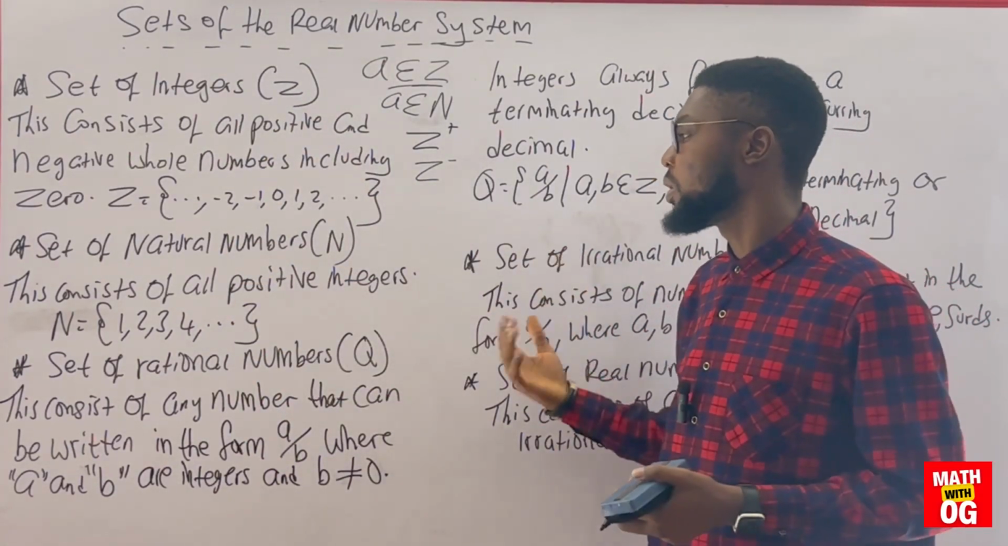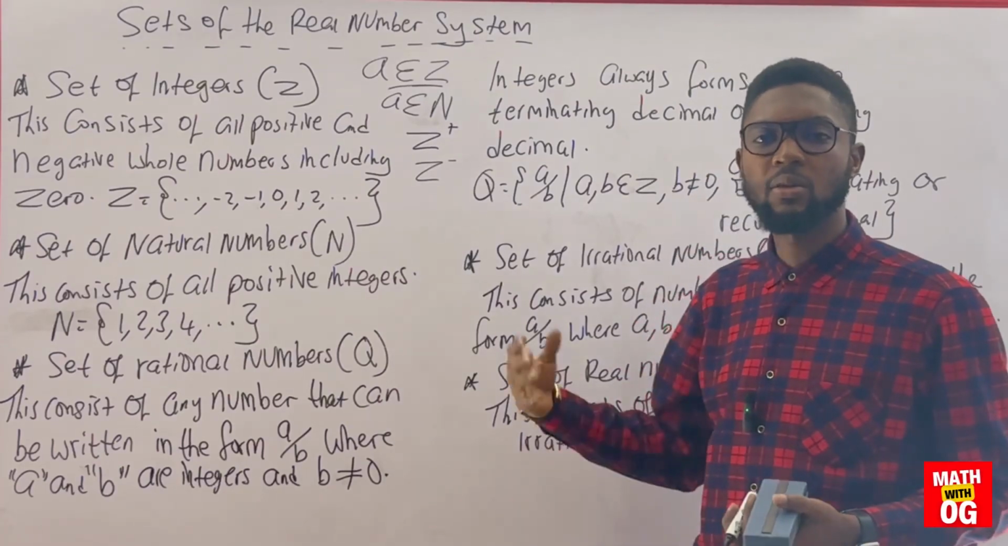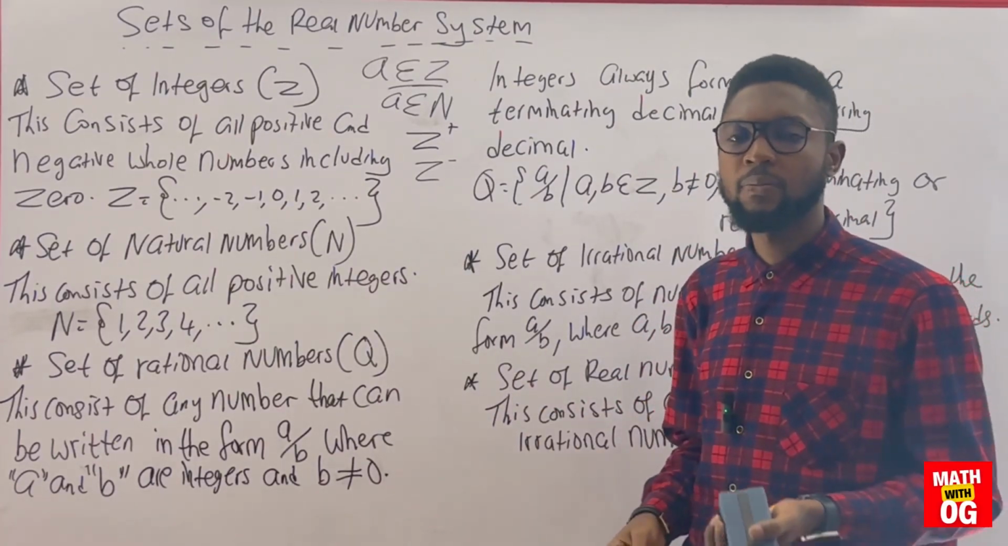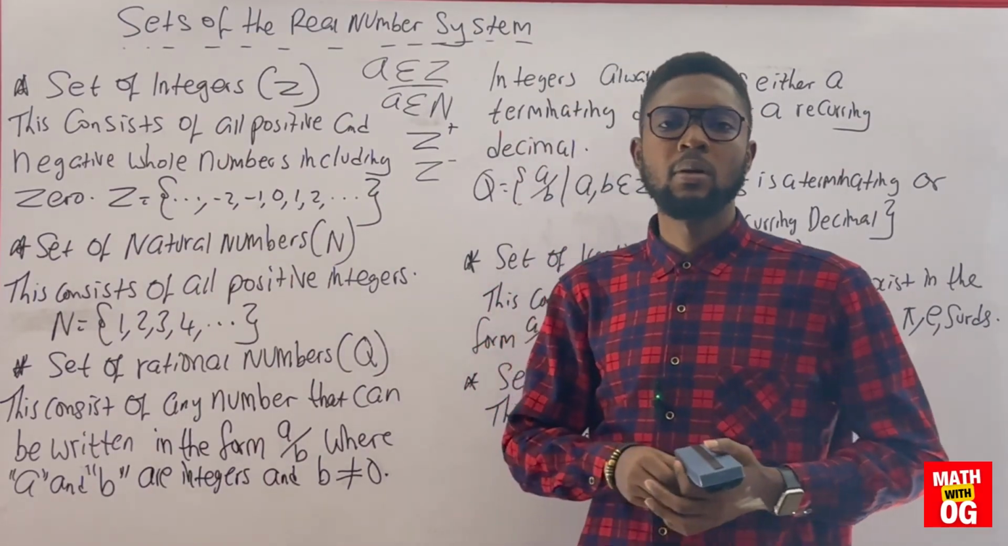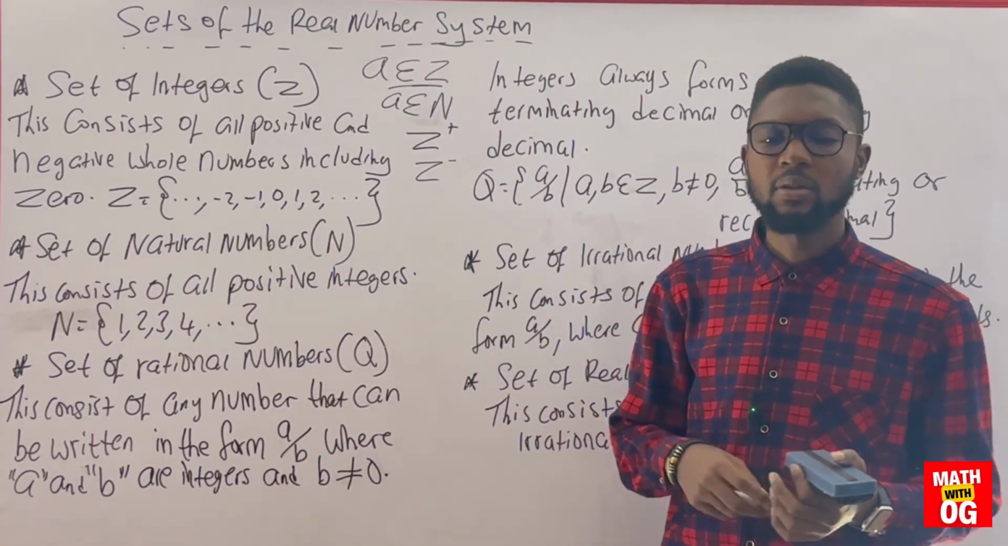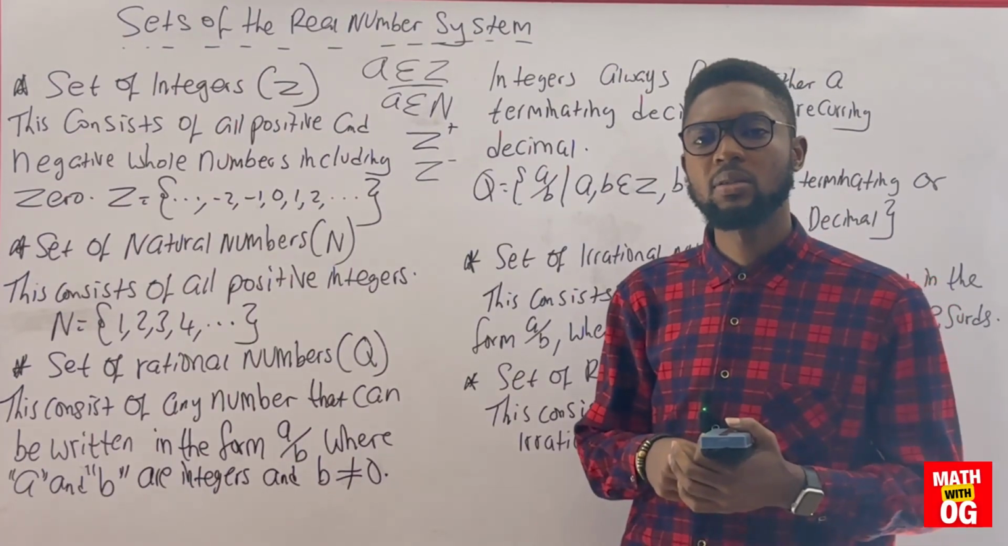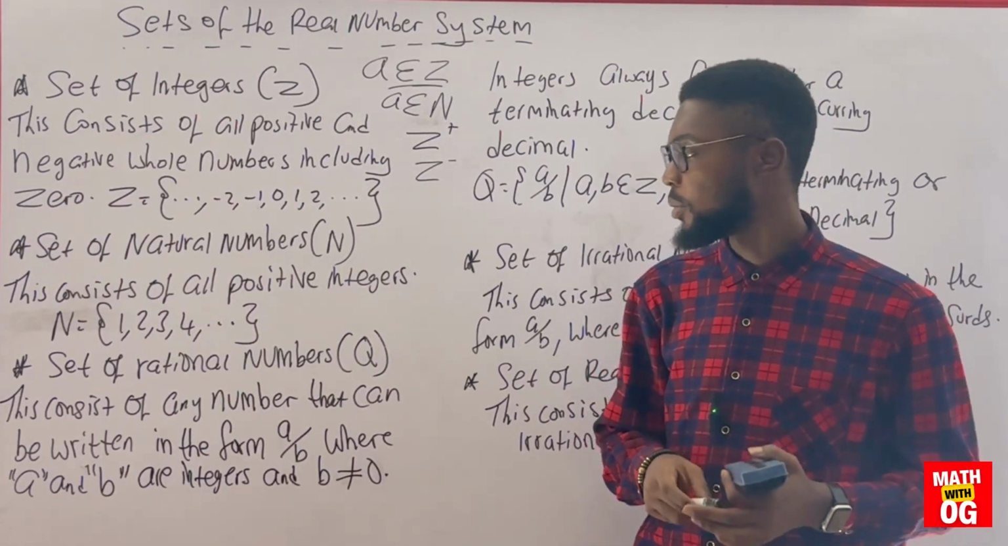And before we go into the rest, set of rational numbers is infinite, set of irrational numbers is infinite, set of real numbers is infinite, set of even numbers is infinite, set of odd numbers is infinite. I don't know about prime numbers.